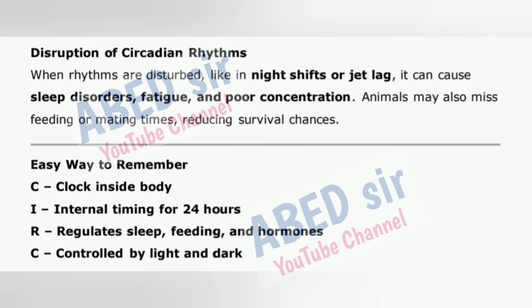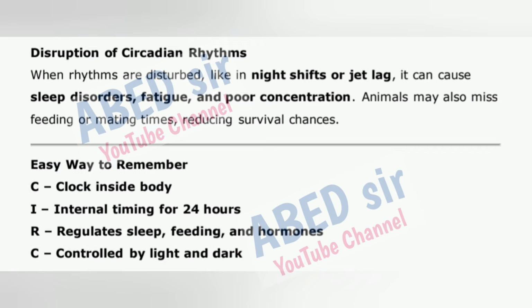Disruption of circadian rhythms. When rhythms are disturbed, like in night shifts or jet lag, it can cause sleep disorders, fatigue, and poor concentration. Animals may also miss feeding or mating times, reducing survival chances.